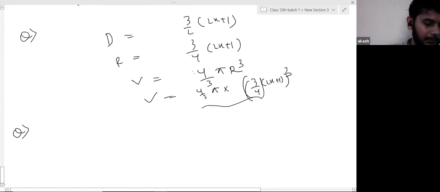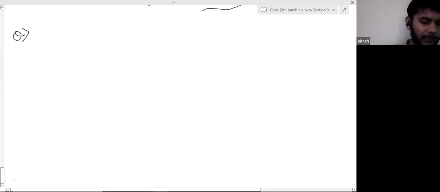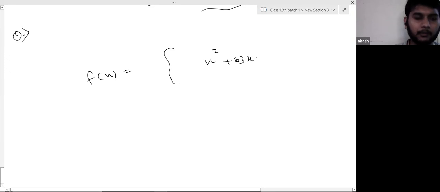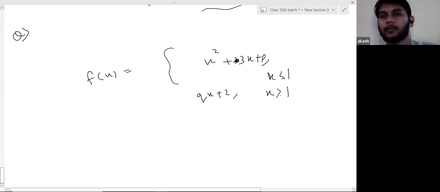Let me get the question. Just a minute. All right, Shikani, no worries. They are saying f of x is x square plus 3x plus p if x is less than or equal to 1, and qx plus 2 if x is more than 1, differentiable at 1. All right, so find the value of p and q.